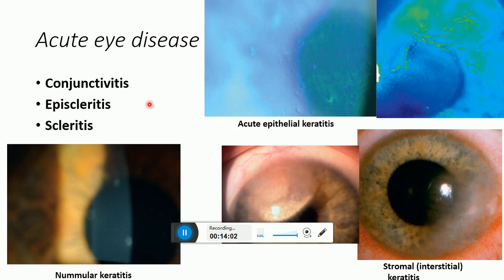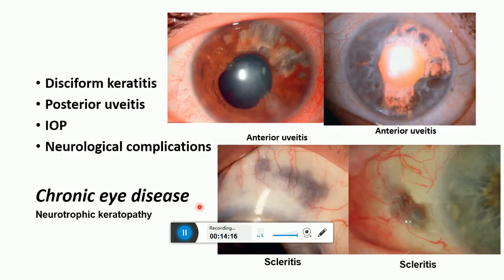In acute disease there is conjunctivitis, episcleritis, scleritis, acute epithelial keratitis, nodular keratitis, stromal keratitis, also known as interstitial keratitis, disciform keratitis, posterior uveitis and anterior uveitis. There may also be increased intraocular pressure and neurological complications. In chronic eye disease there is neurotrophic keratopathy.